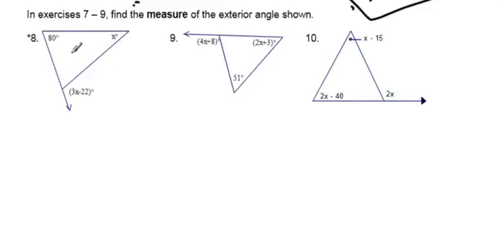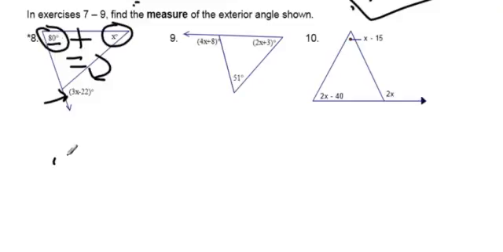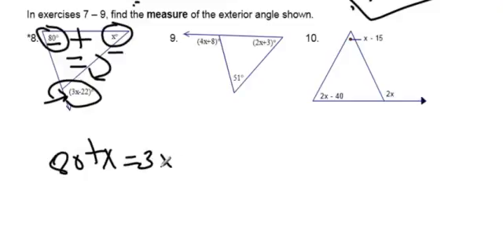Okay, in order to do number 8, 9, and 10, you have to know the theorem. The exterior angle theorem says that the sum of the remote interior or the non-adjacent angles to the exterior, their sum equals the exterior angle. So 80 plus x is going to equal the exterior angle, 3x minus 22.